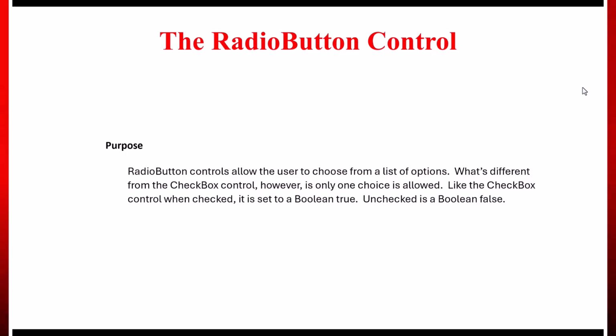The radio button control is very similar to the checkbox control with one big difference, and you'll see that in a moment. Radio button controls allow the user to choose from a list of options. What's different from the checkbox control, however, is that only one choice is allowed. Like the checkbox control, when checked, it is set to Boolean true. Unchecked, it is a Boolean false.